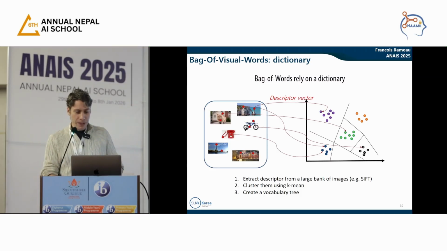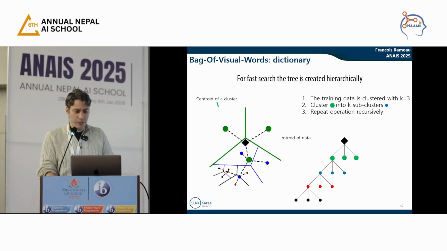Then you cluster those with k-means. You say, I want 10,000 clusters. Each of those clusters is considered as one of your words. That's all, okay? So you have your vocabulary tree. Congratulations. In practice, that's a bit more complex. We do it hierarchically, but I will skip that.